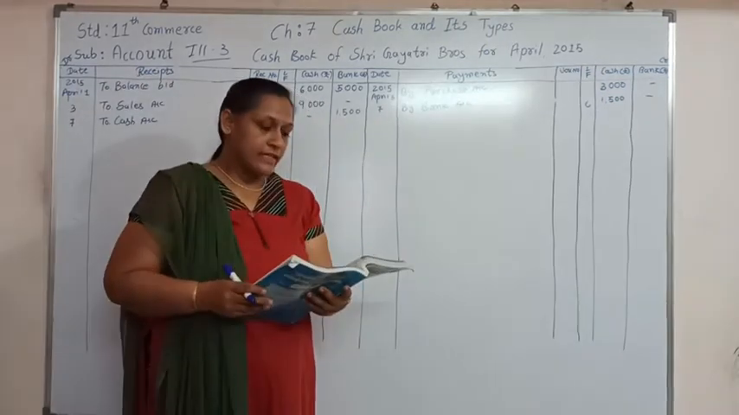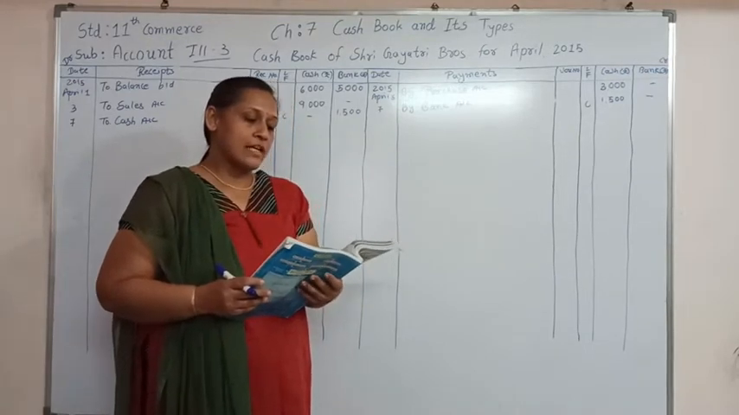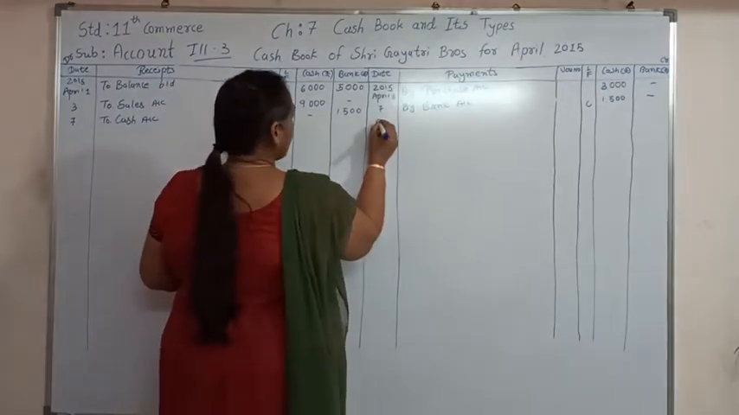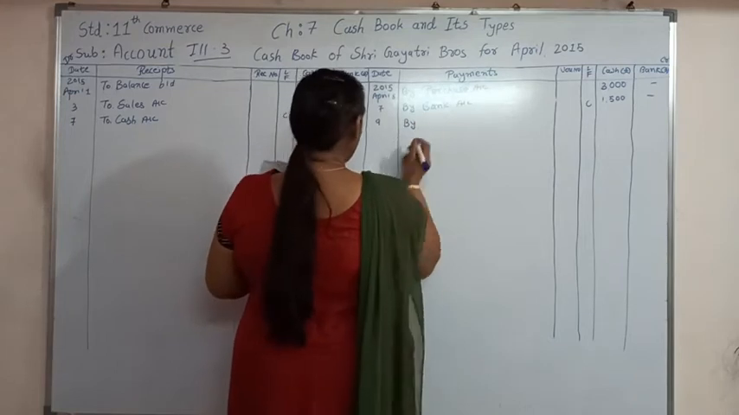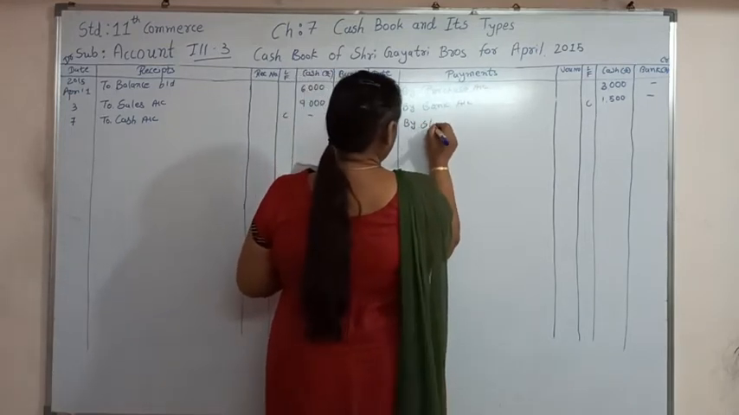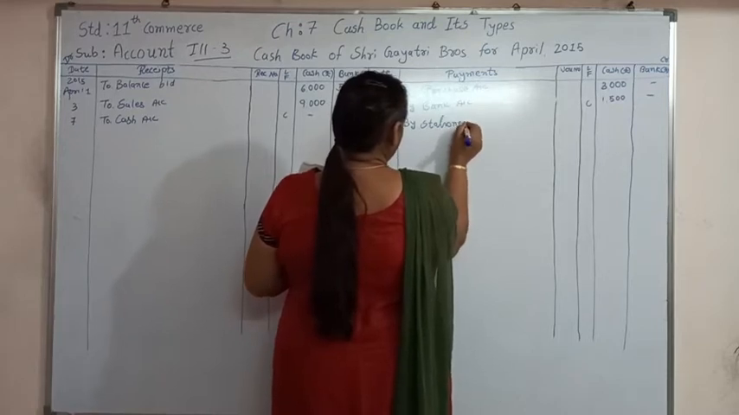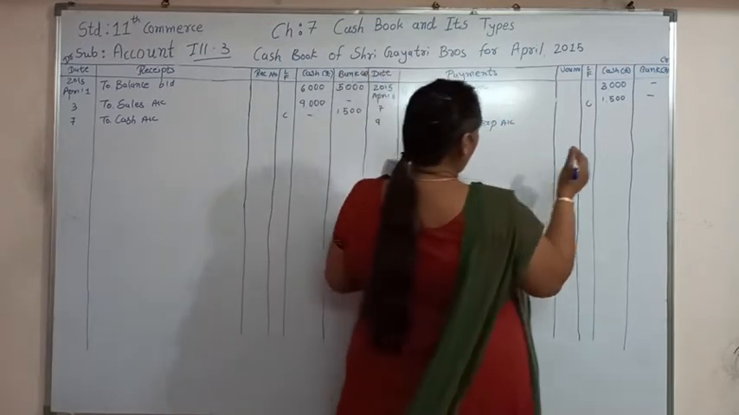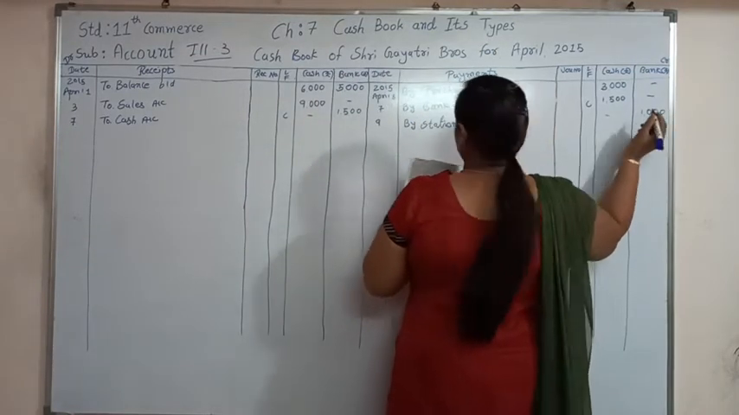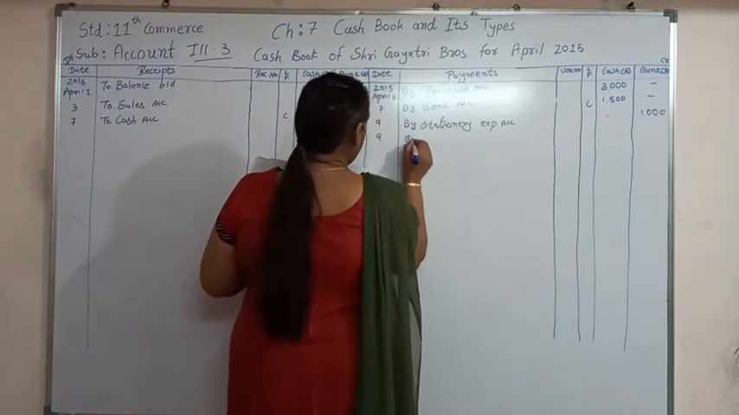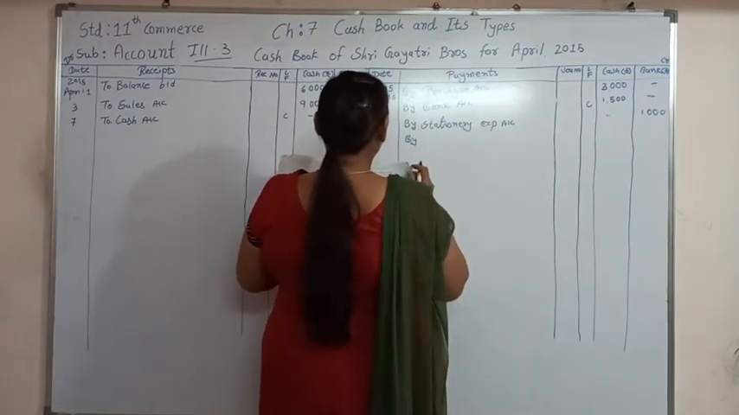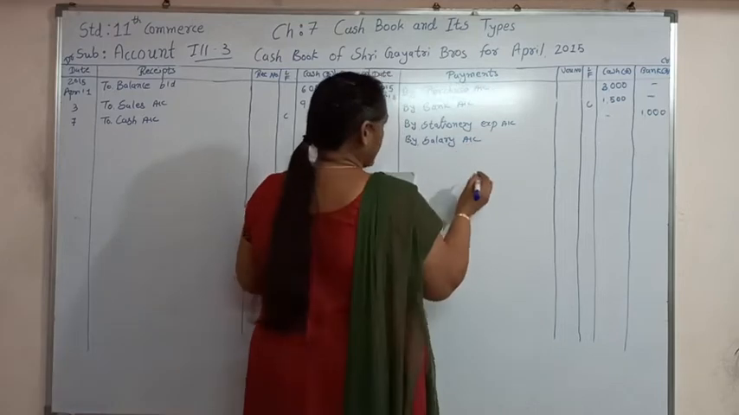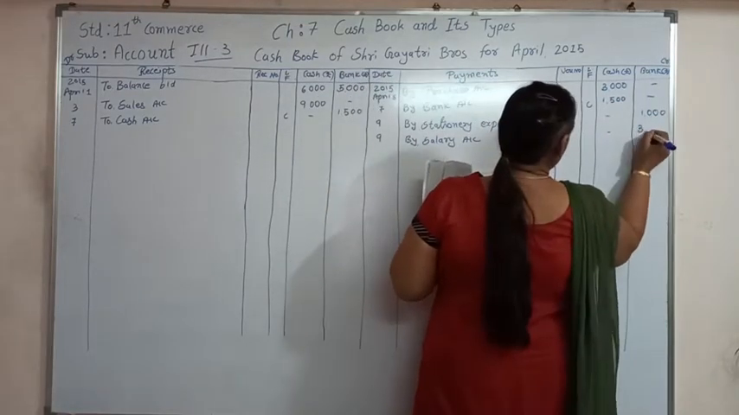Okay. Now on date number 9, stationery expense of 1,000 and salary of 3,000 paid by cheque. So here on date number 9 we are paying both expenses, that is by stationery expense account, and that is 1,000 by cheque, and the other one on 9 by salary account, and that is also by cheque, 3,000.